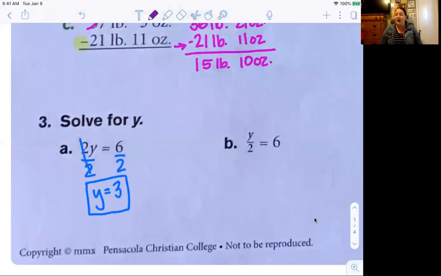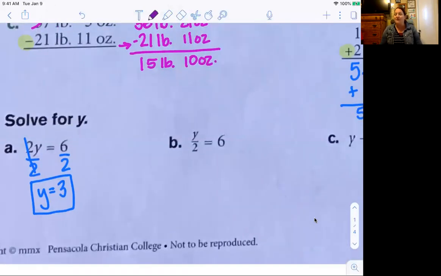Letter B, y divided by 2 equals 6. Well, what's the opposite of dividing by 2? Multiplying by 2. We want to free that y, so we're going to multiply both sides of this equation by 2. These cancel because times 2 divided by 2 cancel each other out, and we have y equals 6 times 2, 12.